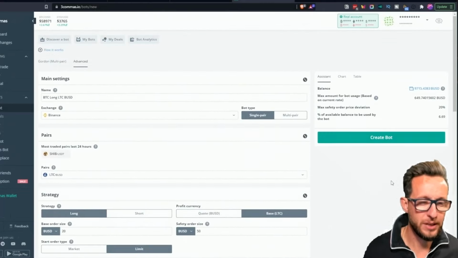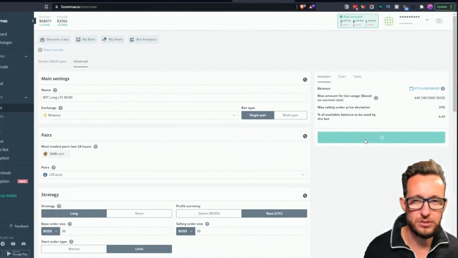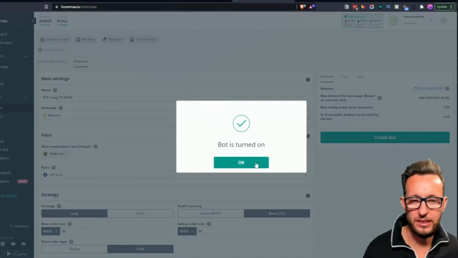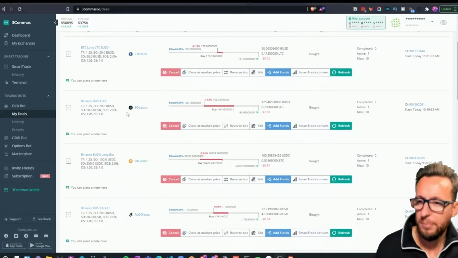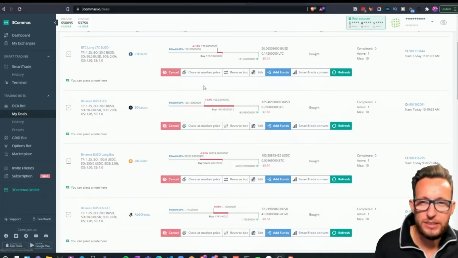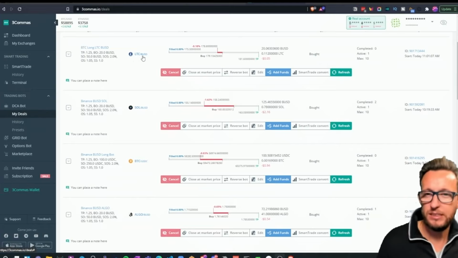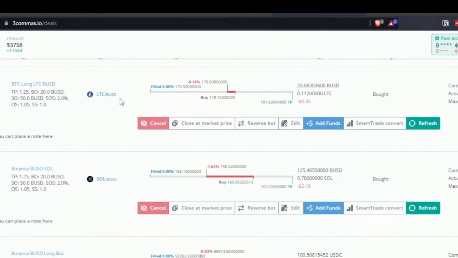Right, now what we do is then we create the bot. We click here, create bot, and we press start, and that's your bot started. Okay, now I'm back on my deals page here. As you can see, it seems like LTC BUSD has actually activated a purchase, and I'm currently down at 0.05 cents. If I click the refresh, it's 0.06 cents. So what happens, as I said, is as this goes down, it continues buying, so it decreases the average price.